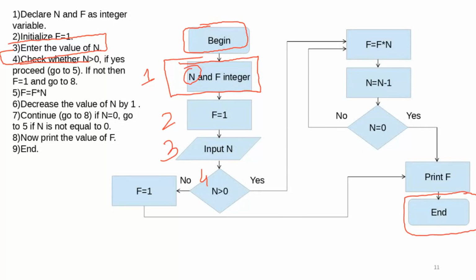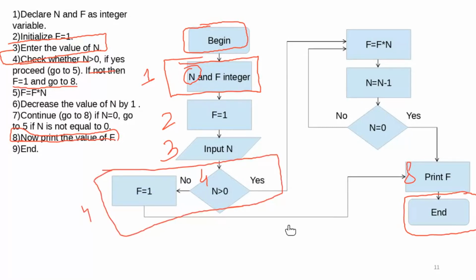If n is not positive, then what do we do? If not positive, then make f 1 and go to step 8. What is step 8? Print the value of f. Okay? Everybody clear about that? So this complete thing is step 4. And if n is positive, then what do we do? We go to the next step. Next step is what? f times n.